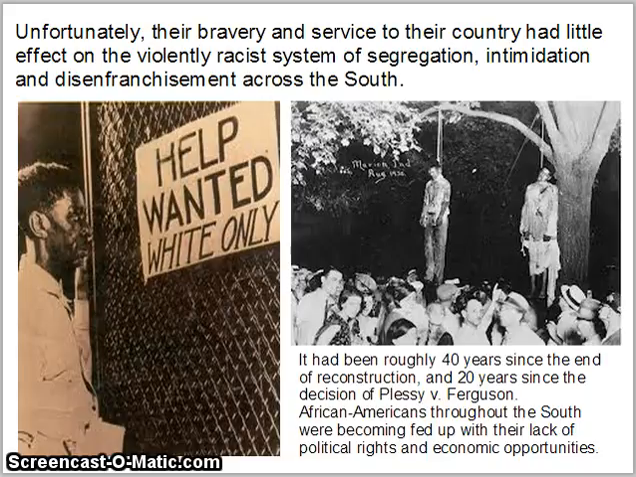Unfortunately, their bravery and service to their country had little or almost no effect on the racist and violent system of segregation, intimidation, and disenfranchisement. At this point, it's been about 40 years since the end of Reconstruction in 1877, and 20 years since the Supreme Court enshrined segregation in Plessy versus Ferguson. By this point, African Americans are fed up and tired of the lack of political rights and the lack of economic opportunities. And so, they voted with their feet.